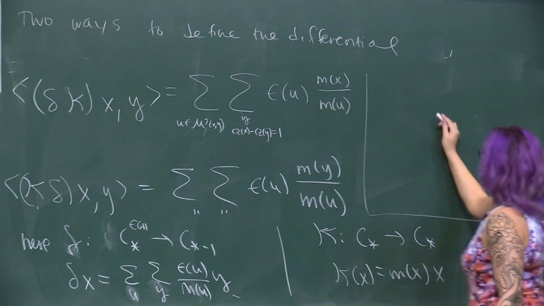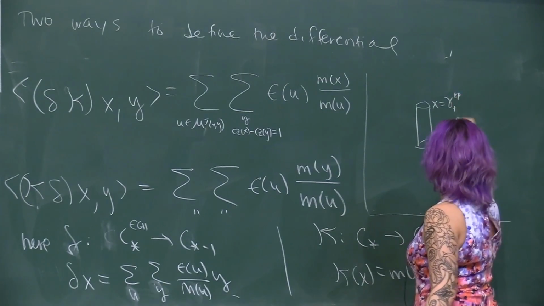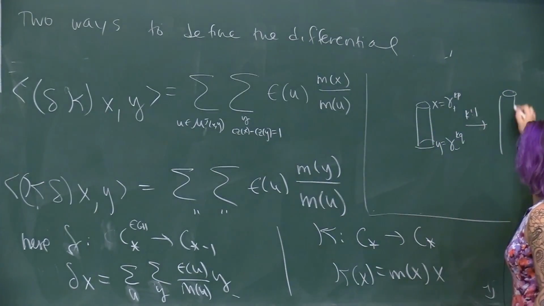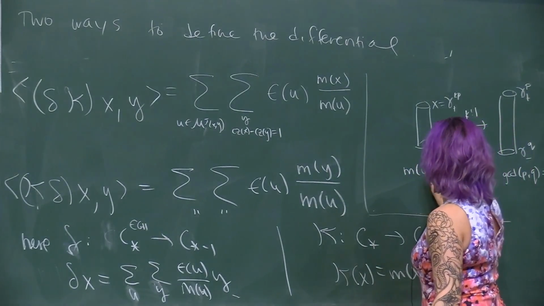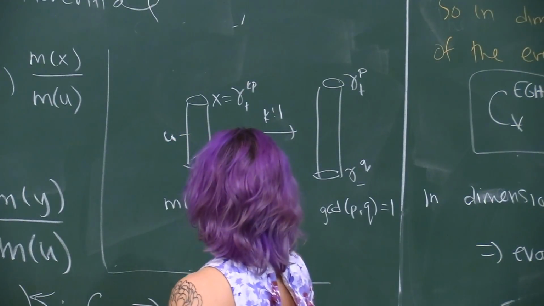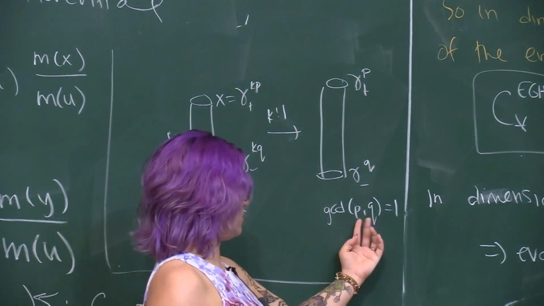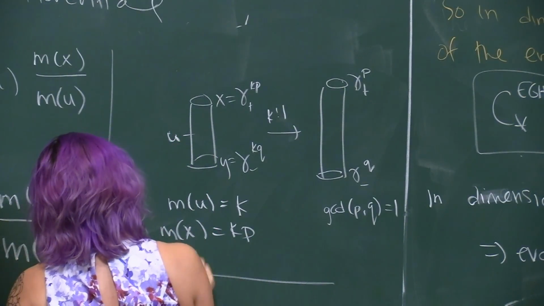So the little picture to see what's going on is that if x is gamma plus to the kp, and y is gamma minus to the kq, this would be a k-fold cover of a cylinder that goes between gamma plus to the p and gamma minus to the q, if the GCD of p and q is equal to 1, and I'm assuming that gamma plus and gamma minus are embedded. So here, the multiplicity of u would be equal to k, because it's a k-fold cover of a somewhere injective cylinder, because the greatest common divisor of p and q is 1. Then the multiplicity of x would be kp, and the multiplicity of y would be equal to kq.